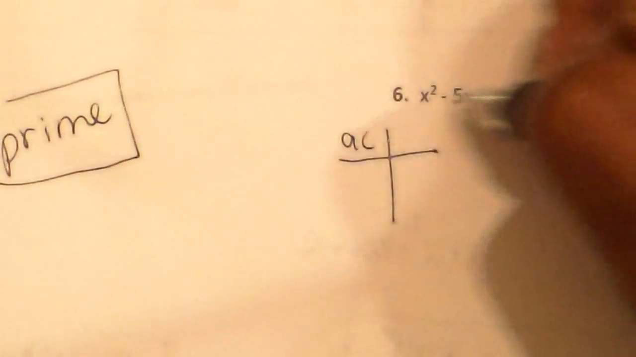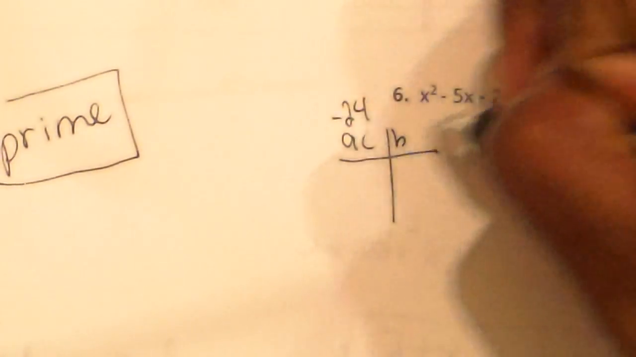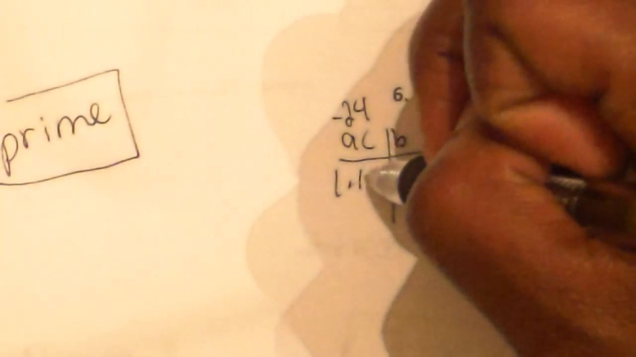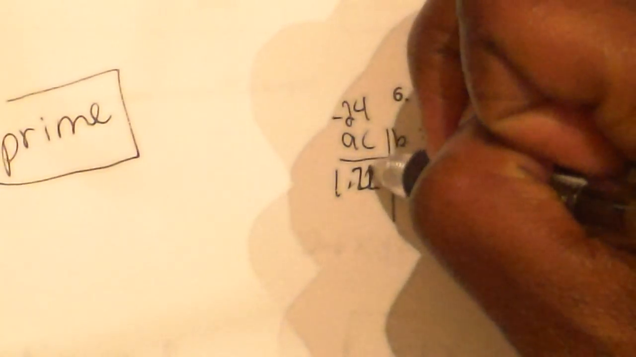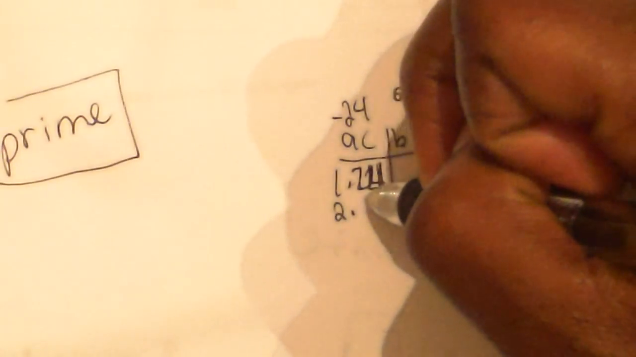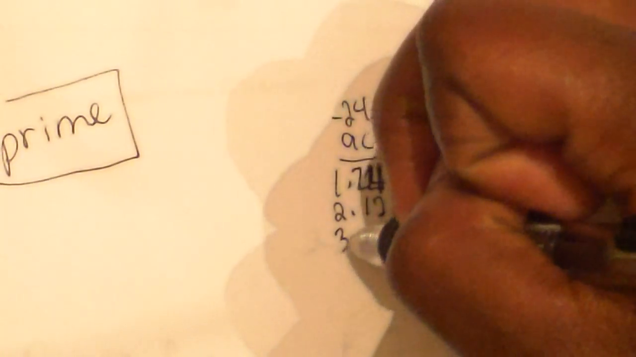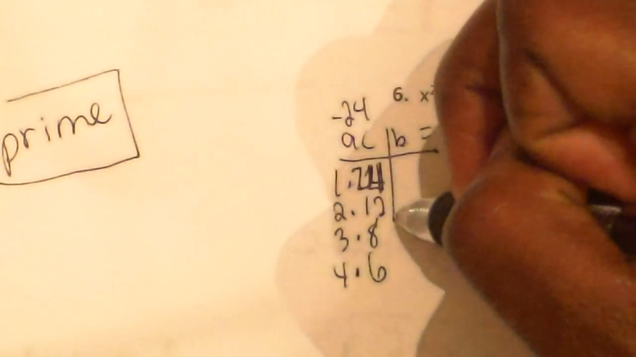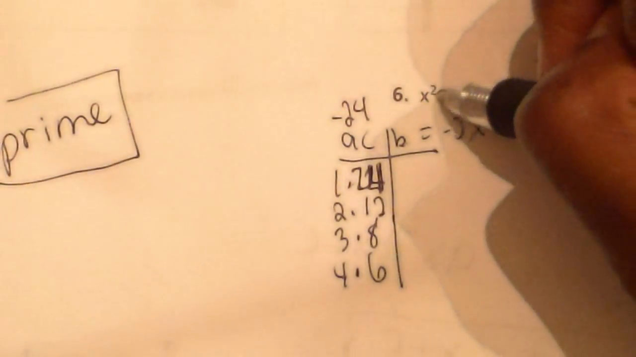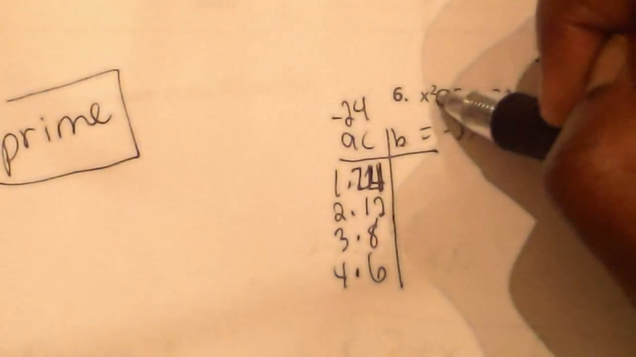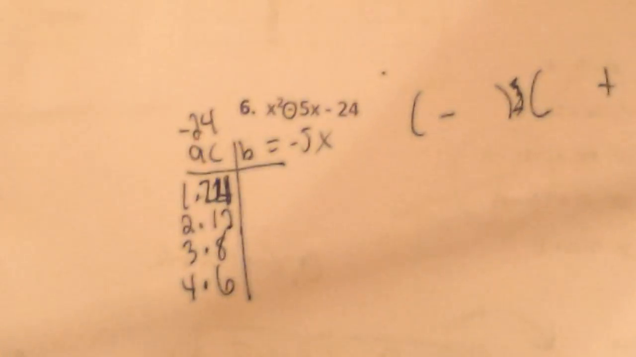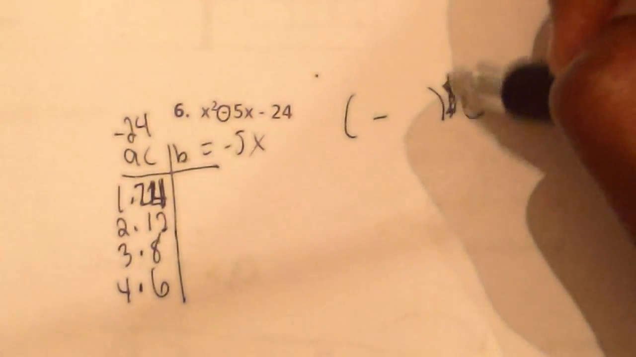This one, okay. A times c is negative 24. The b is equal to negative 5x. Factors of 24, 1 and 24. Sorry, I messed that up. 2 times 12. 3 times 8. 4 times 6. Got it? One sign's a negative. Negative times a negative, one of the signs is, why did I do that? It's going to be a positive. That was a mistake right there.